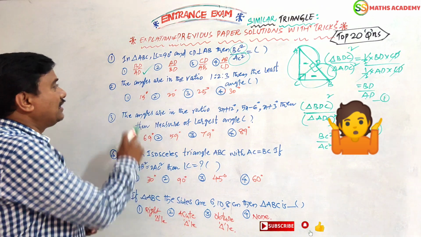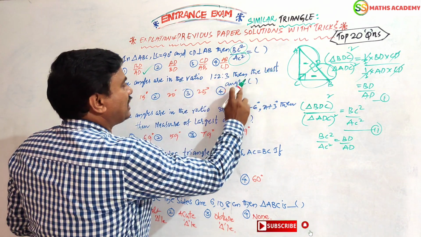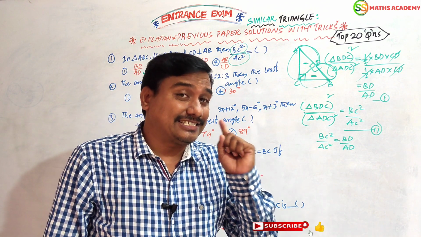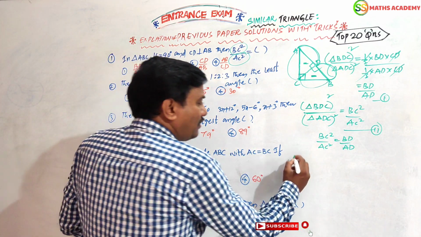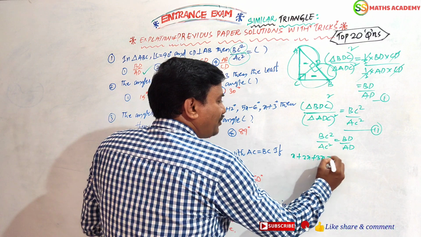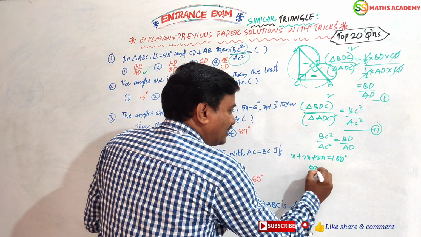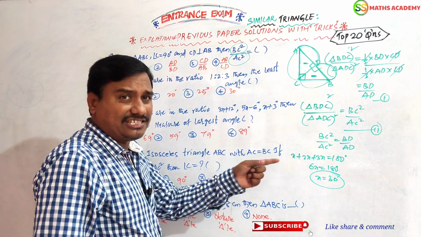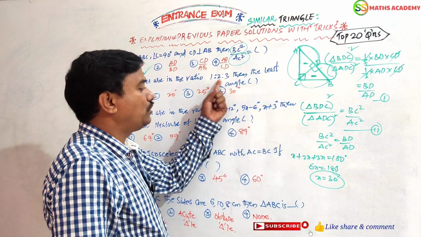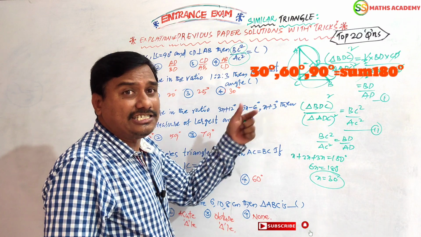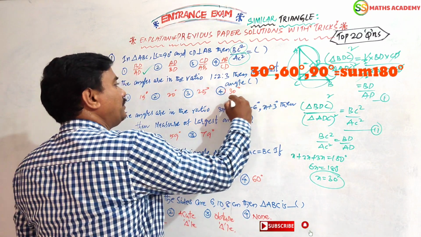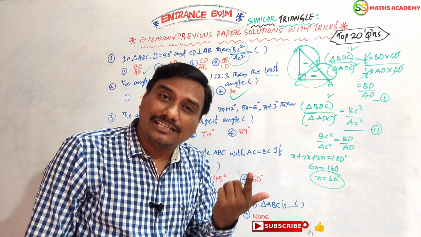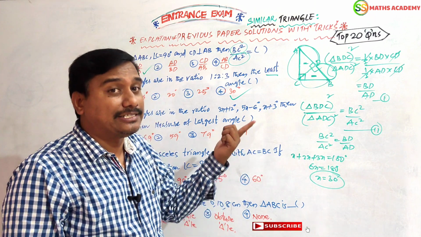Next, second question. The angles are in the ratio of 1:2:3, then the least angle will be 30. It is like progressions. 1:2:3, so 1x plus 2x plus 3x, sum of the angles in a triangle is 180 degrees. So 6x is 180 degrees, x equals 30 degrees. 1 into 30 is 30, 2 into 30 is 60, 3 into 30 is 90. 30, 60, 90, total 180. So the least angle will be 30, but somebody is taking 15. Oh, 30 only. Maximum angle is 90 degrees. The question may ask the maximum angle also.